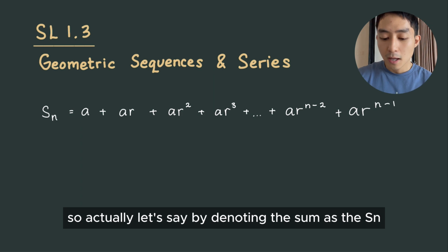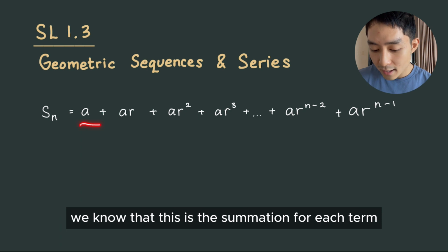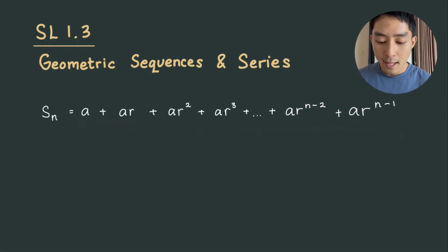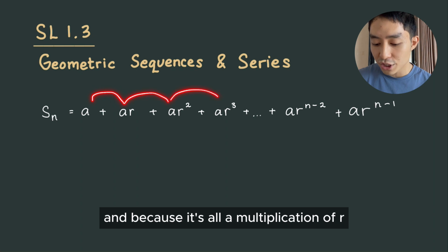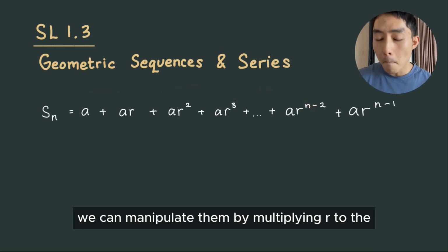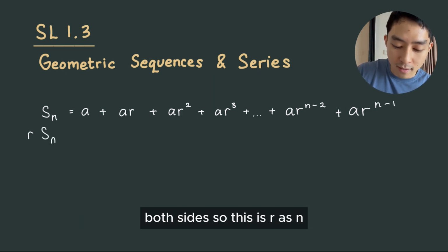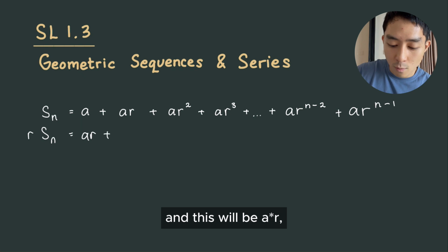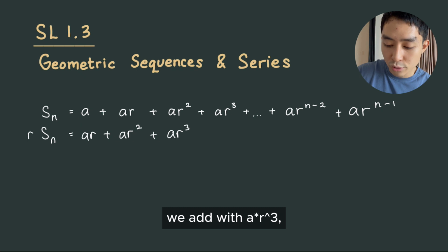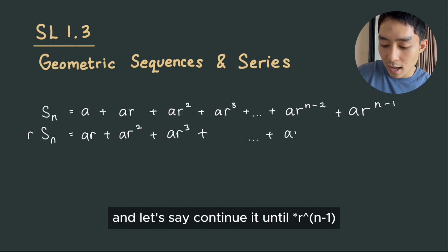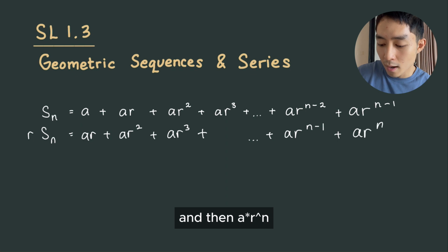So by denoting the sum as Sn that we want to solve, we know that this is the summation of each term. And because it's all a multiplication of r, we can manipulate it by multiplying r to both sides. So this is rSn, and this will be ar, we add ar power 2, we add ar power 3, we add ar power 4, and let's say continue until ar power n minus 1, and then ar power n.